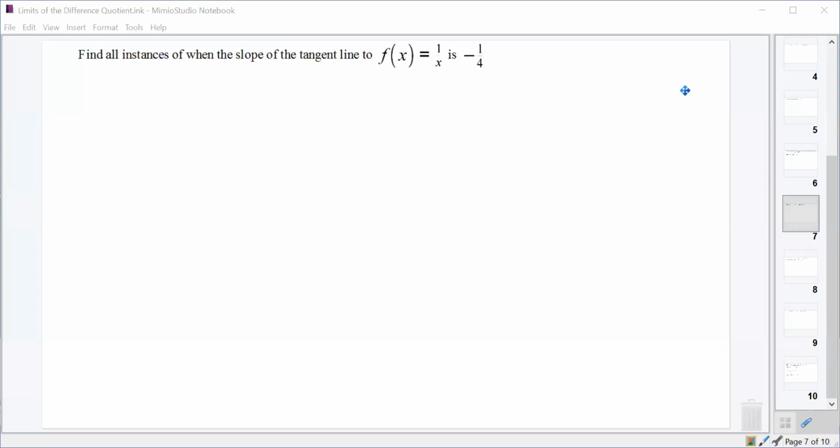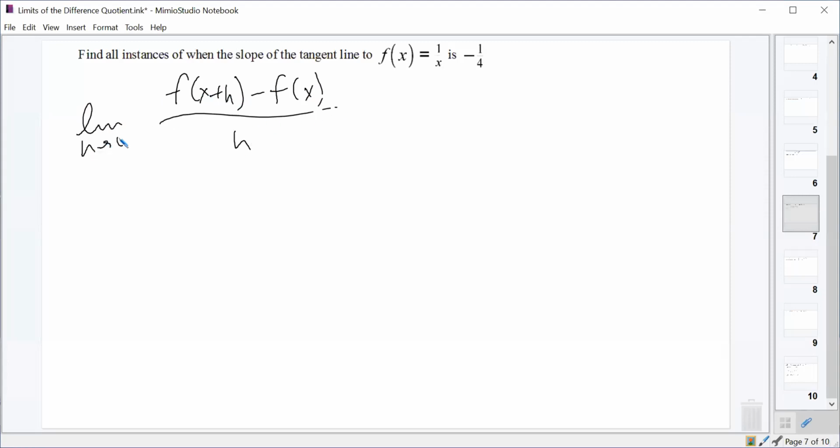If we want to figure out when the slope of the tangent line is -1/4, we need to find the slope of the tangent line, right? We need to find an equation that represents that. And what's the method that we're using to find the slope of the tangent line? f(x+h) minus f(x) over h, right? And it's a limit as h approaches 0 of that. This is the limit of the difference quotient. This is the derivative, right? And remember, we talked about the derivative is the slope of the tangent line.